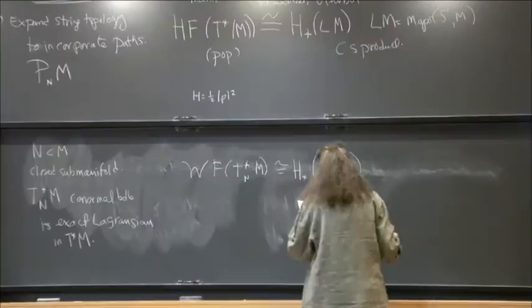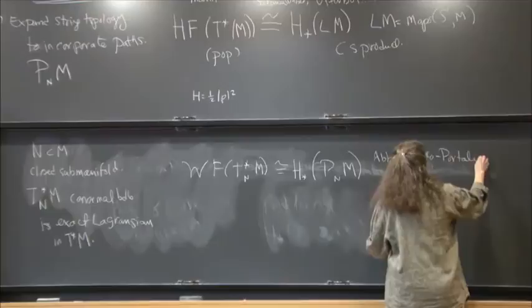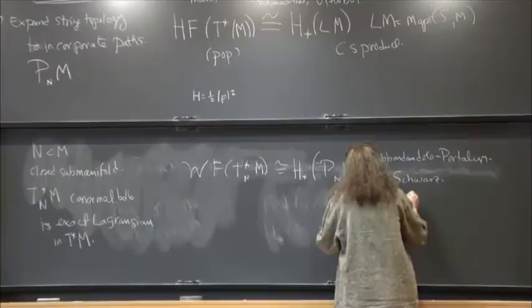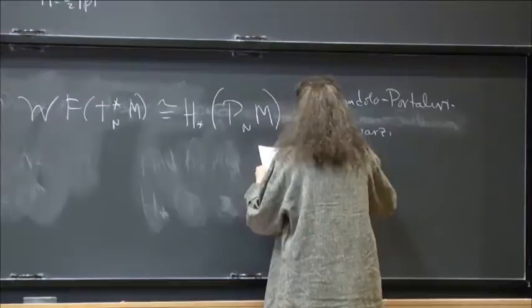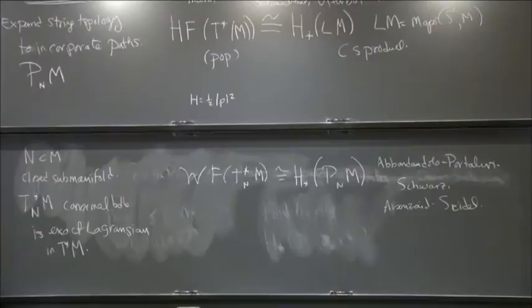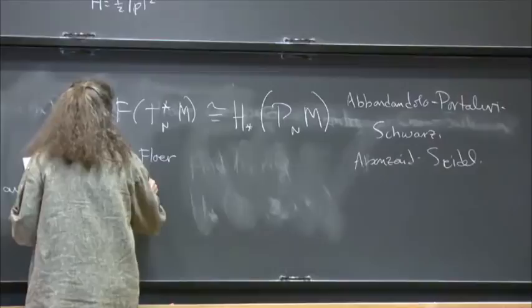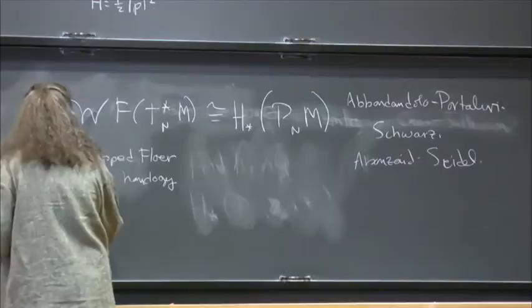So this is due to Abbondandolo, Portaluri, Schwarz, and also Abouzaid, Seidel. So this is not as rings, but just an isomorphism as modules. And so what are these things? This is the Lagrangian Floer homology, with a half pair-of-pants product, half POP product.